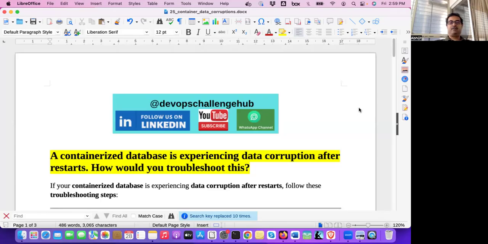So, today we have one more interesting question. Today's interview question is: a containerized database is experiencing data corruption after it restarts. How would you troubleshoot this?